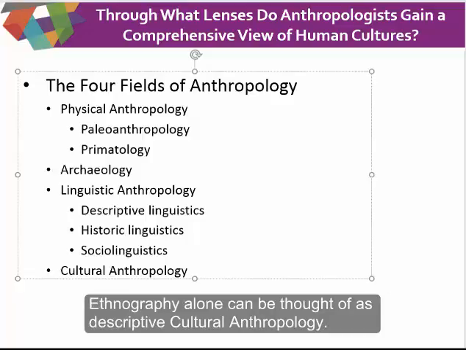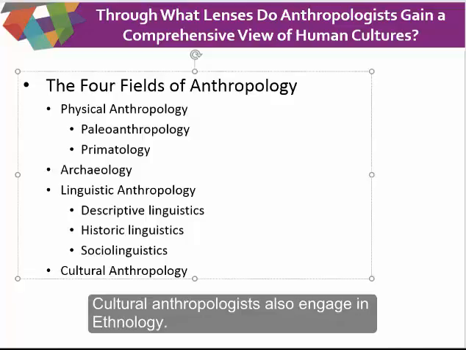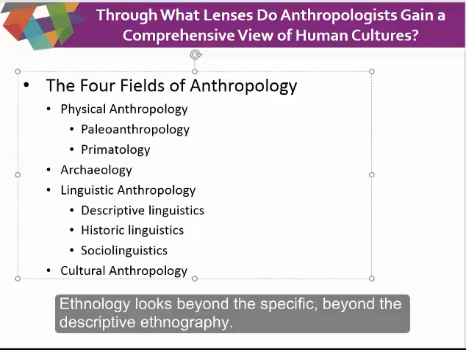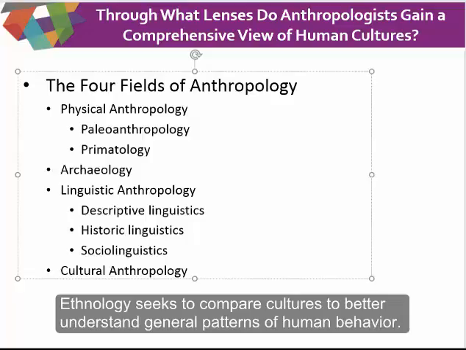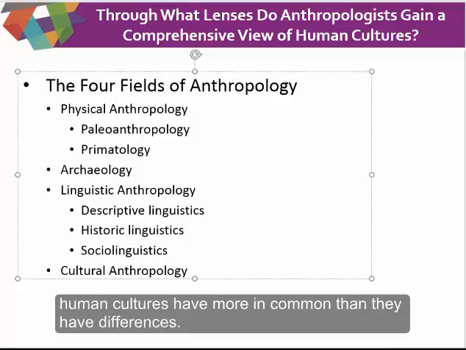Ethnography alone can be thought of as descriptive cultural anthropology. Each individual ethnography describes a group of people or a culture studied by an anthropologist. Cultural anthropologists also engage in ethnology. Ethnology looks beyond the specific, beyond the descriptive ethnography. Ethnology seeks to compare cultures to better understand general patterns of human behavior. It is through ethnology that anthropologists have seen that despite surface differences observed in ethnography, human cultures have more in common than they have differences.